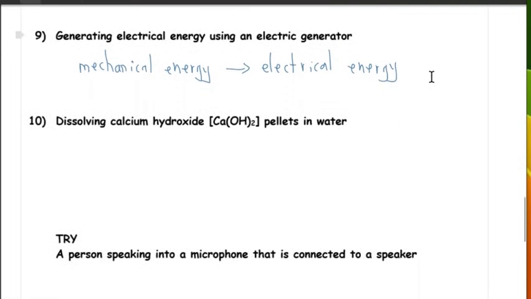Then finally, we have dissolving calcium hydroxide pellets in water. So usually when you drop calcium hydroxide pellets in water, it dissolves and then it creates some kind of effervescence, and then eventually there is some heat produced. Okay, so that heat comes from the chemical energy that is stored in the calcium hydroxide and water. So we have chemical energy being changed to heat energy.